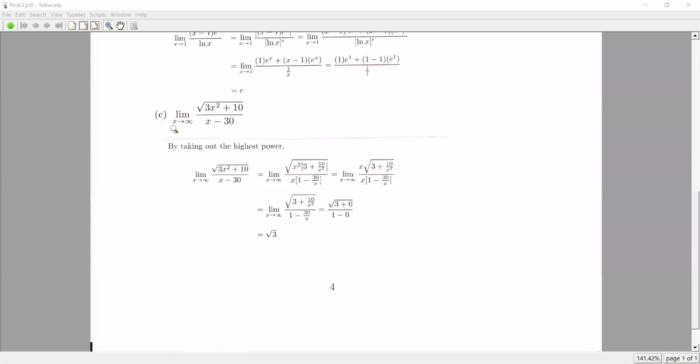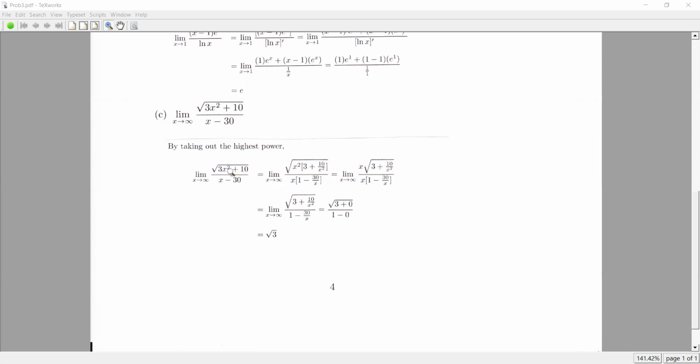Part C. Find this limit where x approaches positive infinity. To find the limit, we can plug in infinity for x, but then we will have infinity over infinity. We cannot determine it. Then we turn to L'Hopital's rule. This is one solution. A second solution is we can find this limit by taking out the highest power.